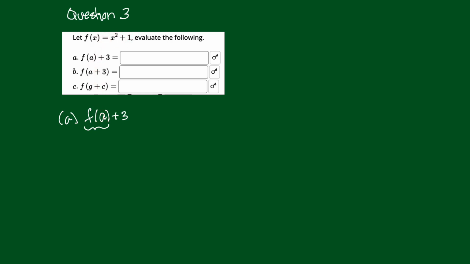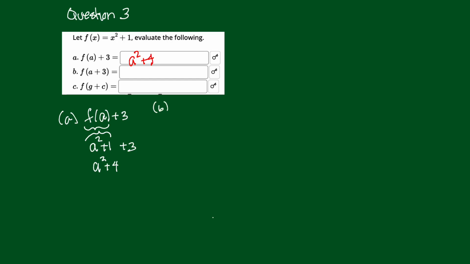So replace all the x's over here with a. We will get a squared plus 1. This is f of a, and then you still have that plus 3. That part right there, that's the f of a. Now, a squared plus 1, plus 3 is a squared plus 4. So in our field up here, I'm going to say this is equal to a squared plus 4.